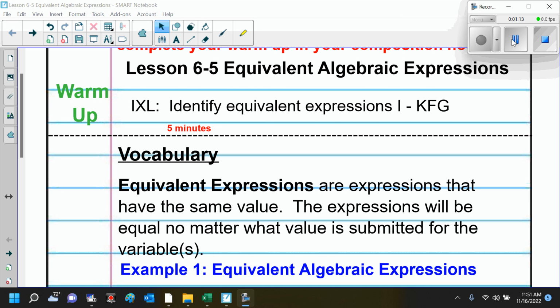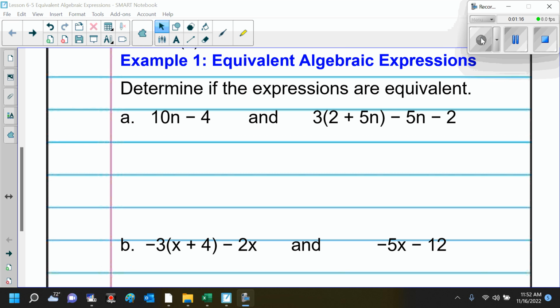Okay? All right, so example 1 is equivalent algebraic expressions, and we want to determine if the expressions are equivalent. So we're going to simplify both and then compare. So now the first one, 10n minus 4, of course, there's no parentheses, no like terms. We know that's simplified, right? For the second one, we've got parentheses, and we have some like terms floating around in there. So we know this needs to be simplified. So what am I going to do first? I need to get rid of the parentheses using the distributive property.